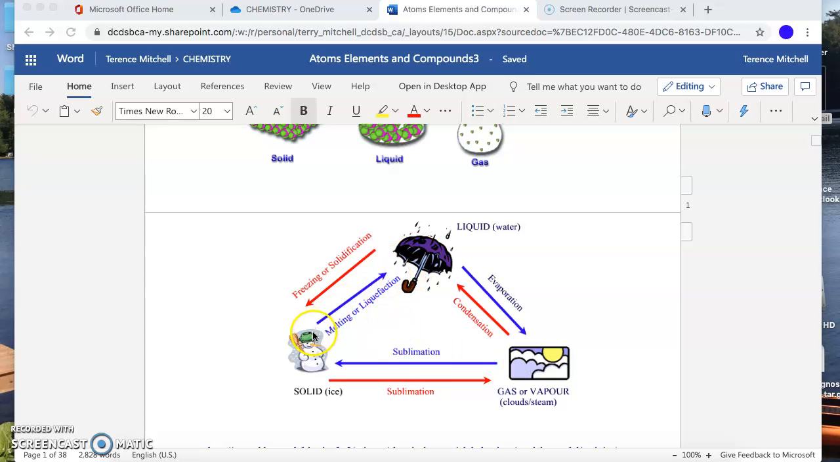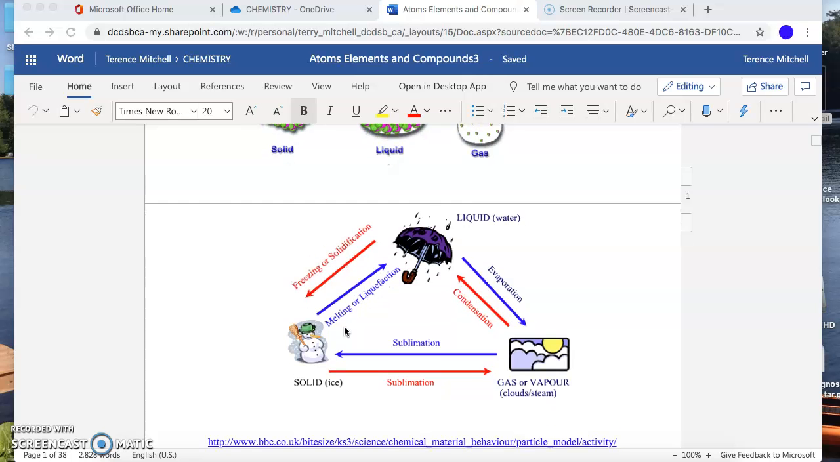And from liquid to solid, we have freezing or solidification. A good example there is candle wax. You don't need to freeze it to make it turn into a solid, but when it cools down, it will solidify back into a solid. And from solid to liquid, we have melting or liquefaction. Once again, actually, I won't go to that example.